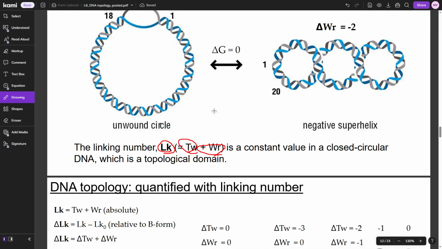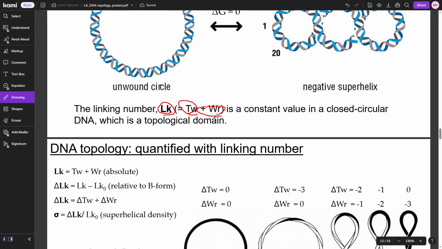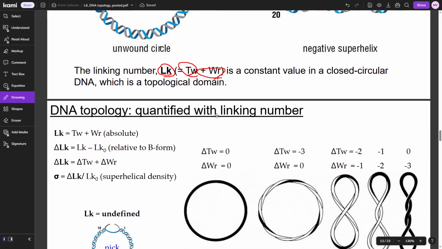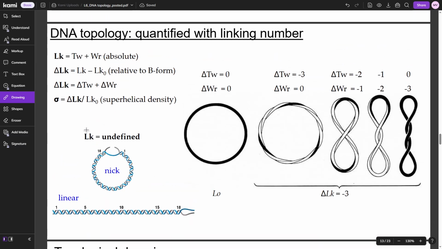The only time it changes is when you cut the DNA. When you cut the DNA, all that goes out the window, and you end up with an undefined system like here. See, right here, see how it's nicked now? Because it's nicked, it's no longer a constant, and because it's not a constant anymore, we have to say we have no idea, so it's undefined.